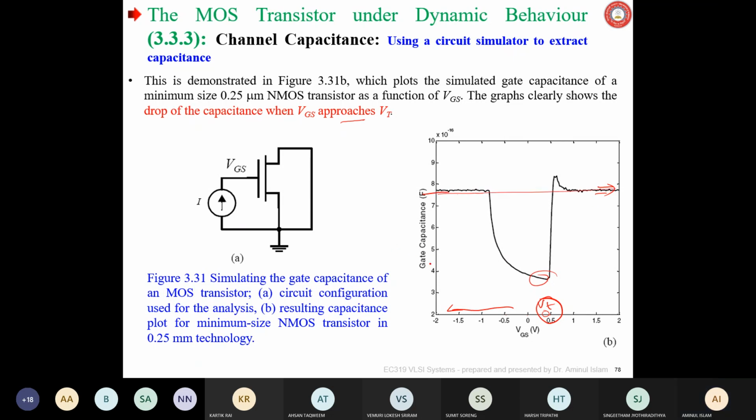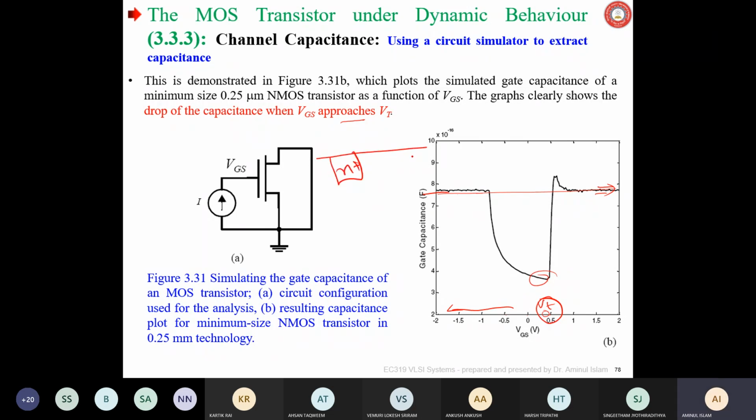So what is the accumulation region I am talking about? We have said cutoff region, linear region, saturation region. Something all of a sudden I am telling: accumulation region. What is that? Any idea? No, sir, no idea.